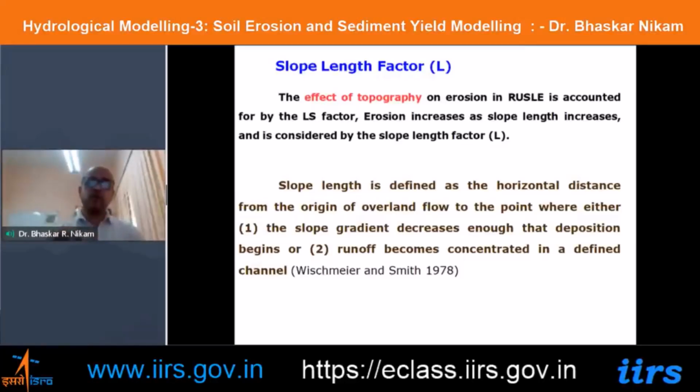Now, before remote sensing or technology, people used to face huge difficulties in calculating the slope length, because how to identify the second termination point? We always know where the watershed divide is. That's how we delineate a watershed. But how to find out either of these 2 points, where the gradient decreases or the runoff gets concentrated?